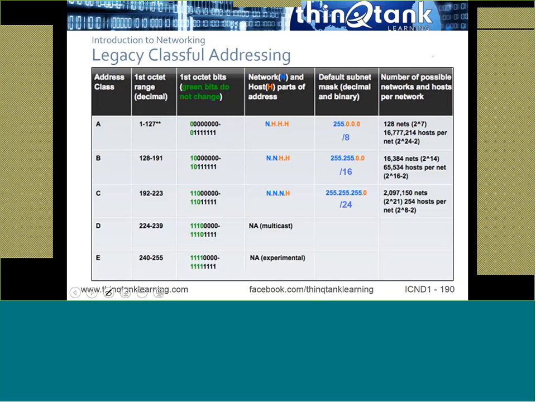But before subnetting, we could not adjust the mask. And that's essentially what subnetting is. Subnetting is taking the mask and making it classless, meaning not using the mask that was predefined for the subnet. So you had 128 networks here and 16 million hosts per network. Behind one router interface, you could have 16 million hosts, and that was it.